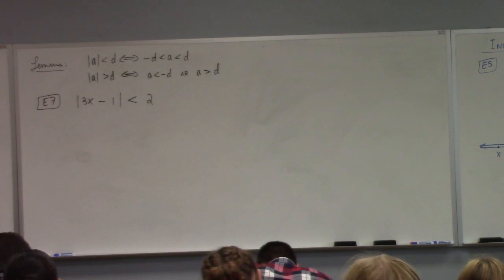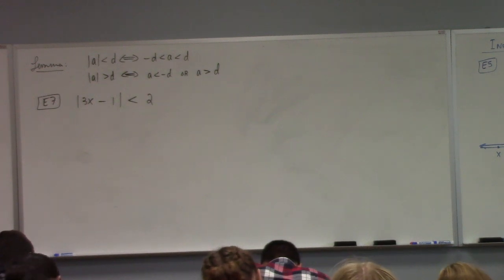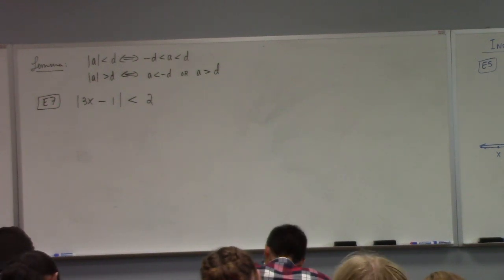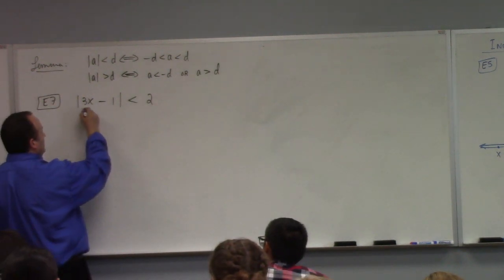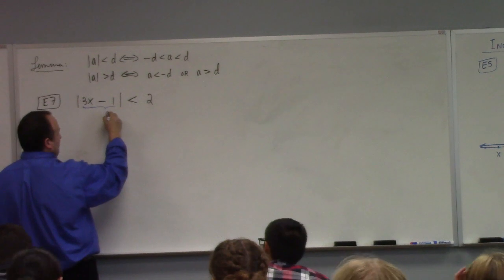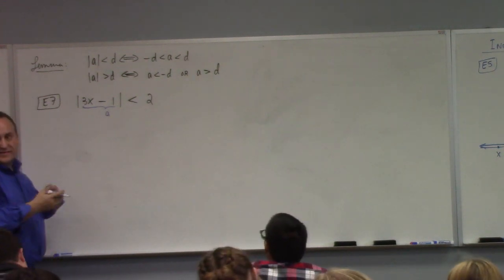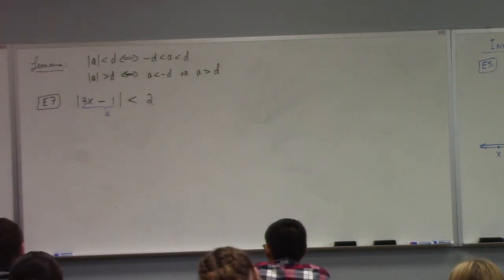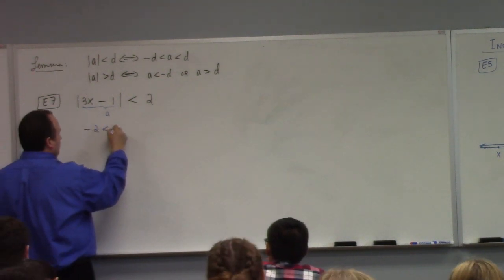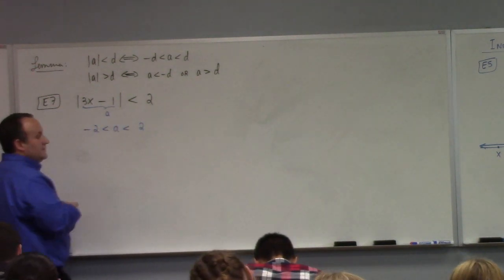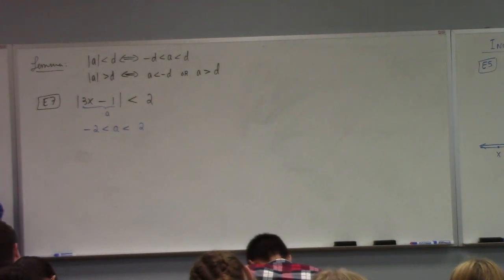Which case are we in? We're in the less than case, right? So we want to get rid of the absolute value. How do we do it? Well, we can do it all at once though. We think of this right here as our A. Make a substitution. Think of that as the A. And so we have minus 2 less than A less than 2. That's equivalent to the given inequality.